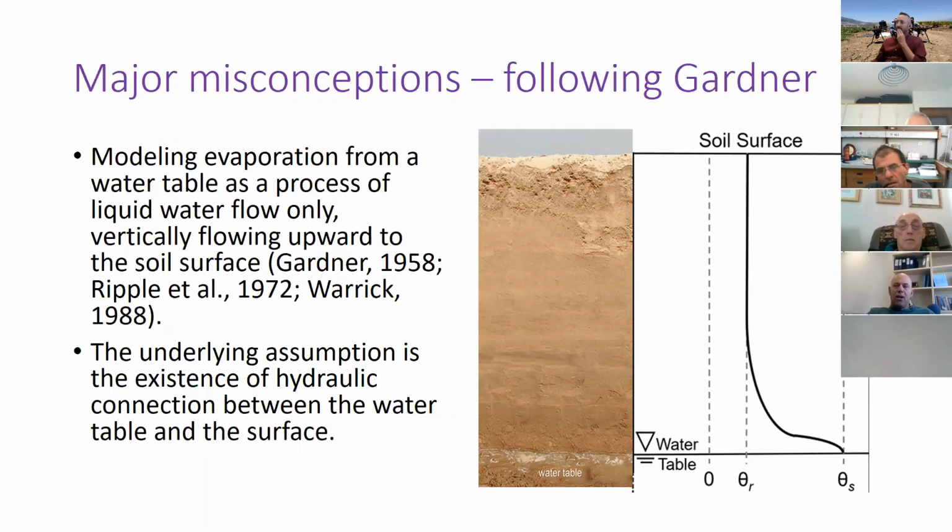Okay, so Gardner's approach was a very important work at the time, but it led to a large misconception of the evaporation process. What Gardner says is, look, if I have a water table, then I have some distribution of the water content until the surface. And from the surface, I have an evaporation. And this is the evaporation process. So if I look in the soil profile, I should find water contents in between residual and saturated contents.